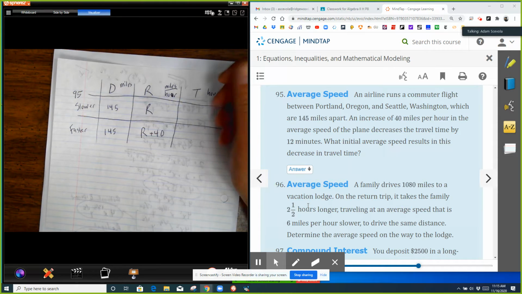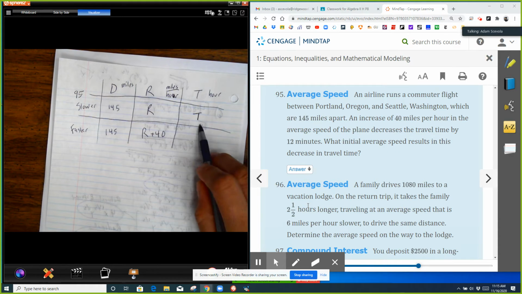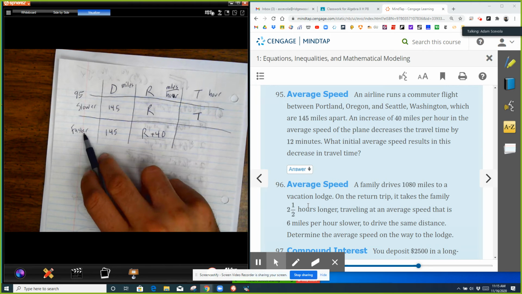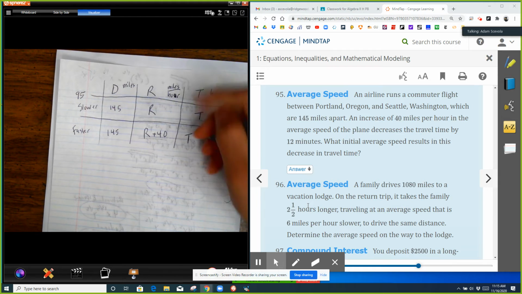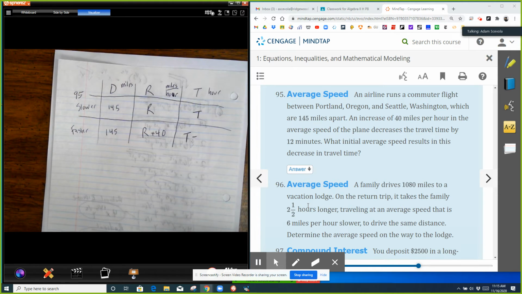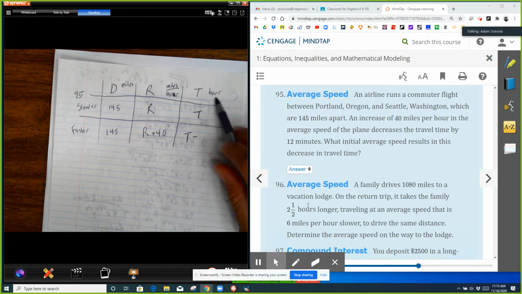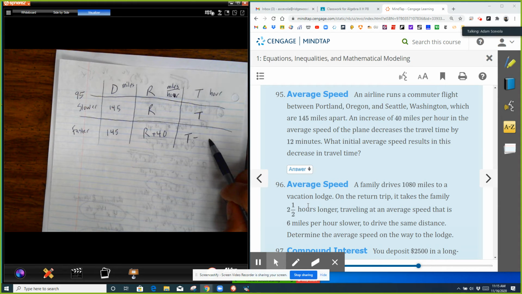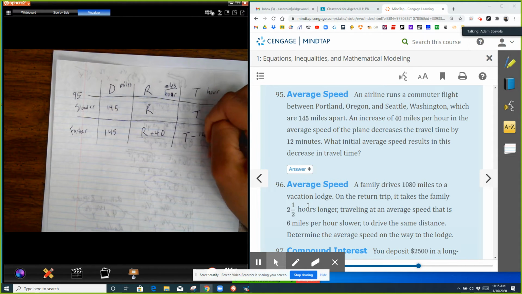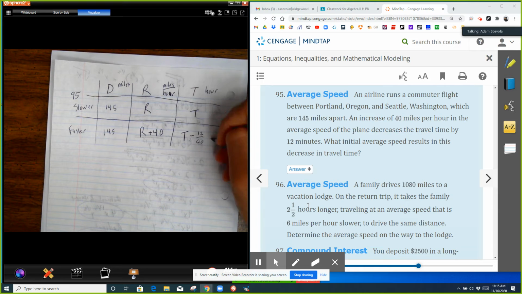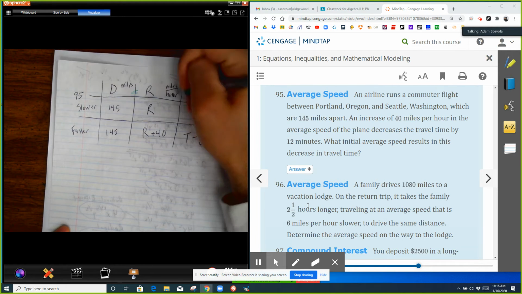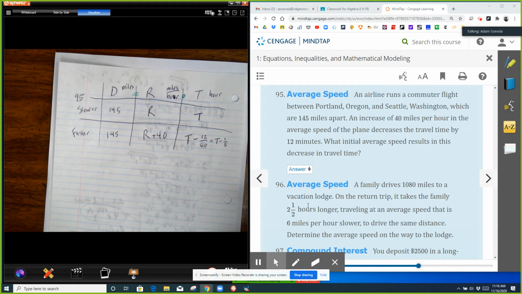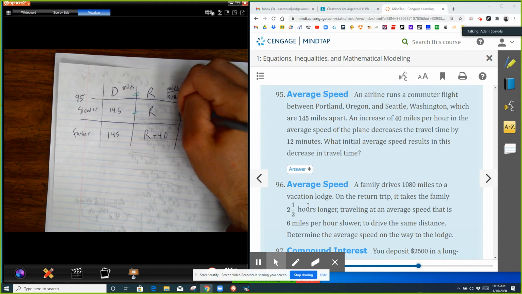Now we have to be careful. Our time is in hours, so we don't want to subtract 12, because that would be subtracting 12 hours. So we're going to subtract 12 over 60, which is the same thing as T minus 1/5. Now you have to remember that distance is equal to rate times time, so we can set up two equations here. We get 145 is equal to RT, and 145 is equal to R plus 40 times T minus 1/5.